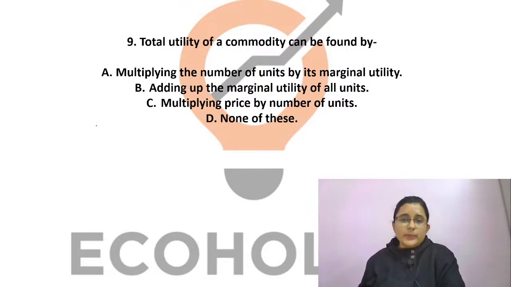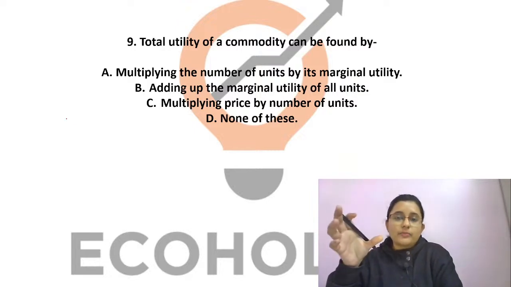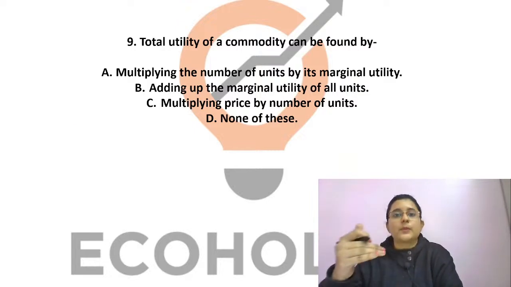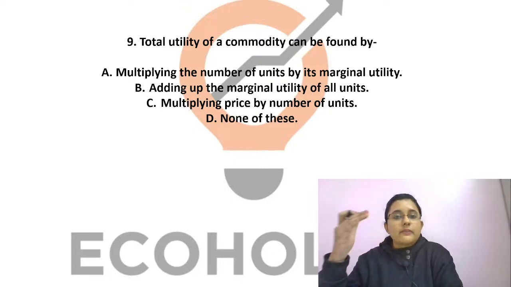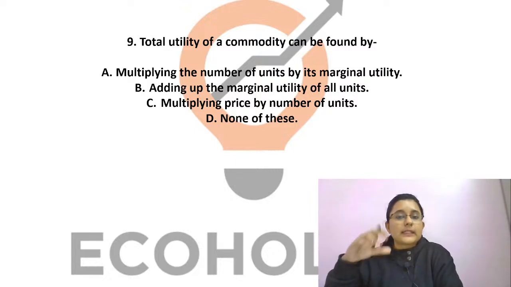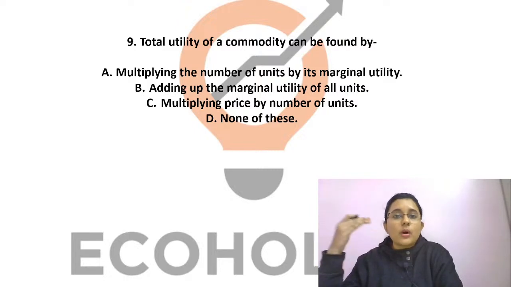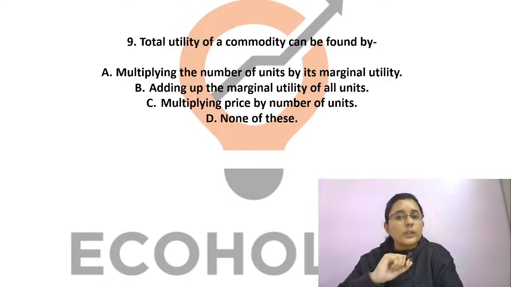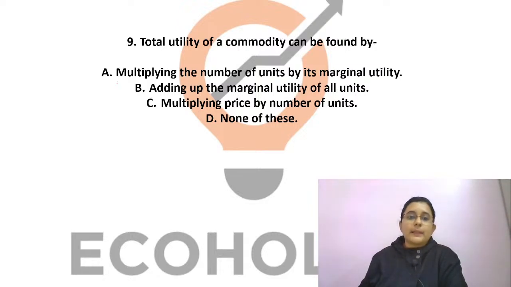So marginal utility is a concept which we can get by the difference between the total utilities. The difference between subsequent total utilities gives us the marginal utility value. So definitely by adding up the marginal utility of all the units, we can get the total utility of a commodity. Hence, I can say that total utility of a commodity can be found by adding up the marginal utility of all units. Okay, this is the correct answer.